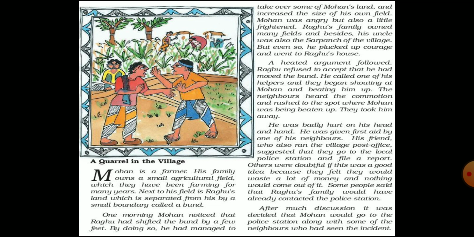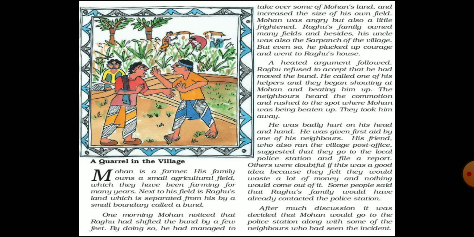Mohan went to Raghu's house to talk about this matter. A heated argument followed. Raghu called his helper and they started shouting at Mohan and beating him up. When the neighbors heard the noise, they rushed and took Mohan away. Mohan was badly hurt on his head and hand.